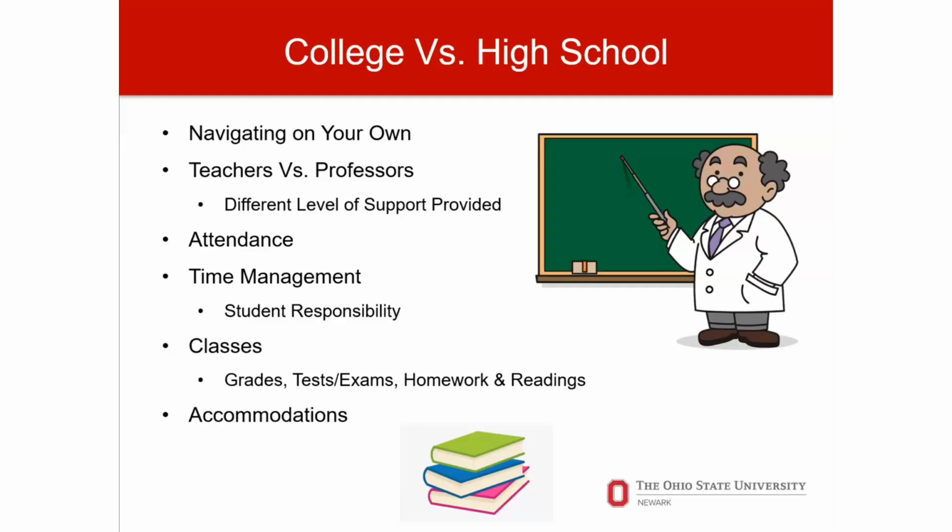So the first thing we want to start out talking about is the difference between college versus high school. And a lot of it is navigating this process on your own. At the high school level, your teachers were informed about your accommodations, and they automatically put the accommodations in place for you. At the college level, it's a little bit different. You have to go through the process of registering for accommodations.